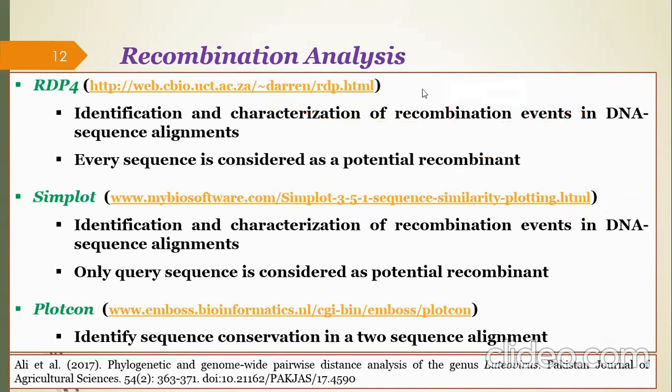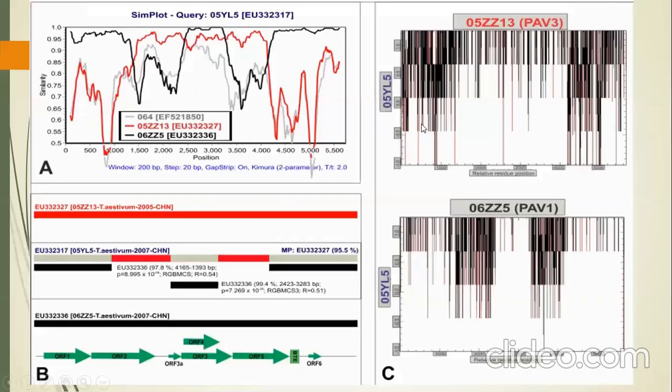So this is about the three tools. If we look at the results of these three tools, what will happen? This is the result of Simplot. In Simplot, these are three sequences. This 064 is a sequence shown in gray color. 057713 is another sequence. This is the name of that sequence, and this is the accession number. This is represented in red color, and 0677Z5 is the third, shown in black.